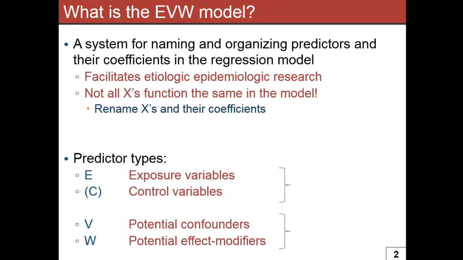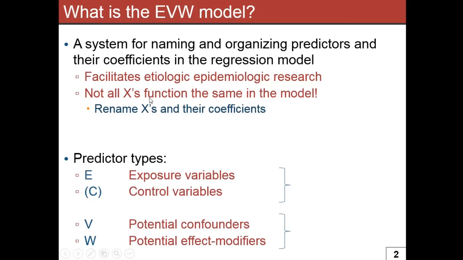And this new nomenclature is actually not that new, because this was introduced by Dr. K at the end of 534, so this is going to be your second time seeing it. But this nomenclature is a more relevant way of thinking about the model and how to arrive at the best model. And so the EVW model is basically a way of organizing the predictors of the regression model into things that are useful for us.